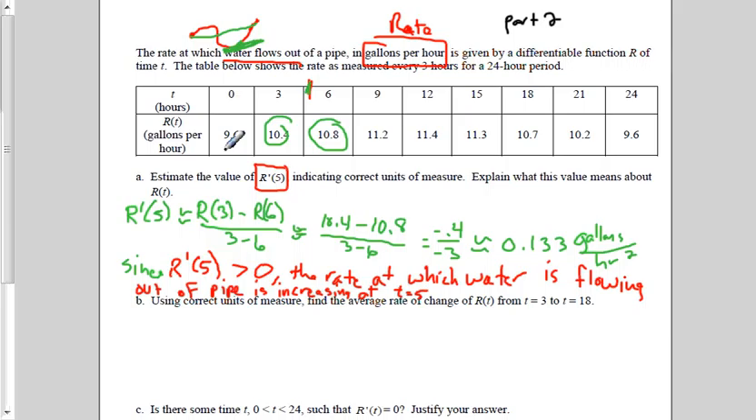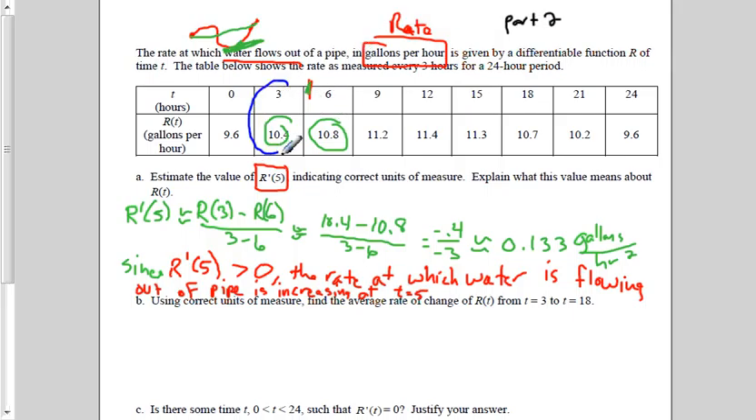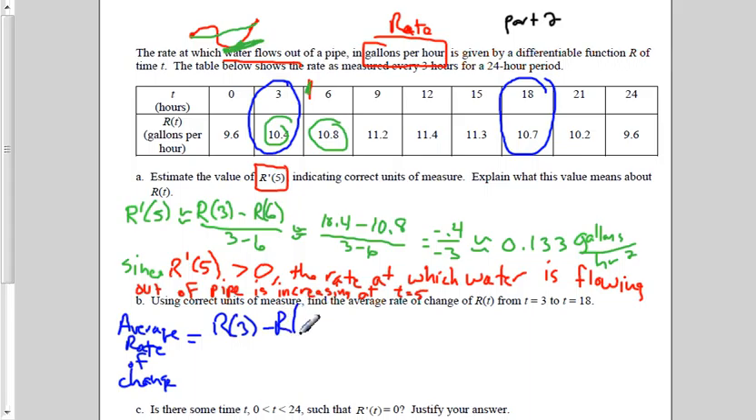Now I want to do the same thing on B, but they actually ask us to find the average rate of change. So using correct units of measure, let's find the average rate of change of r of t from time equals 3 to time equals 18. So now we're doing average rate of change. We're thinking secant line, which is just a slope formula, change in y all over change in x.